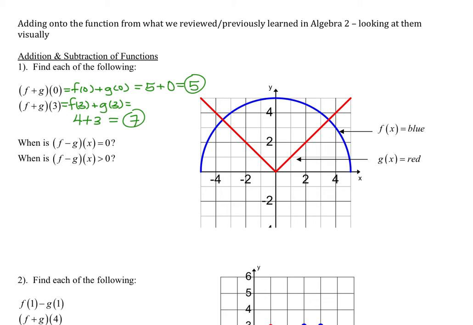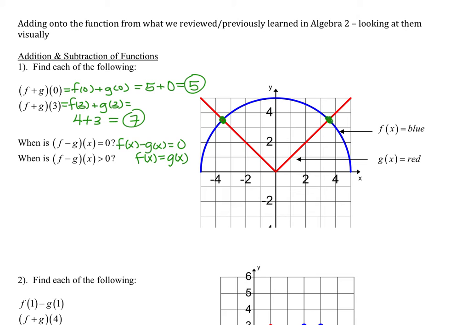It says, when is f minus g of x equal to 0? That would be when they intersect. If you're looking for when f of x minus g of x equals 0, that would mean if I add g of x to both sides, when f of x equals g of x, that means f of x minus g of x would be 0. So at that, we have this point here and this point here, they're intersections. That's where they're equal.